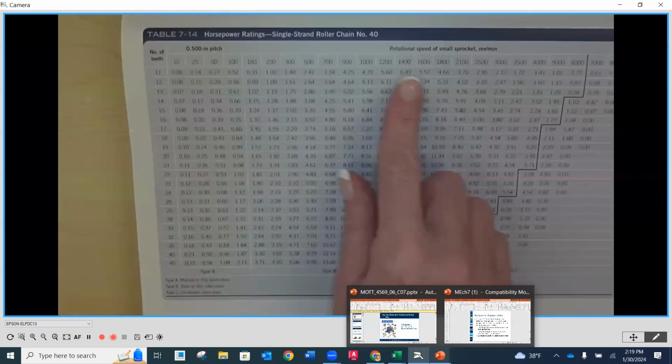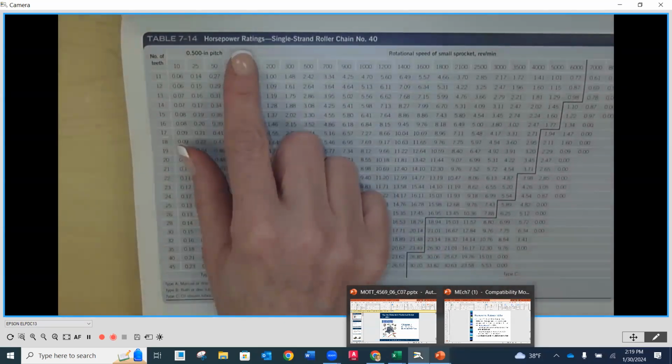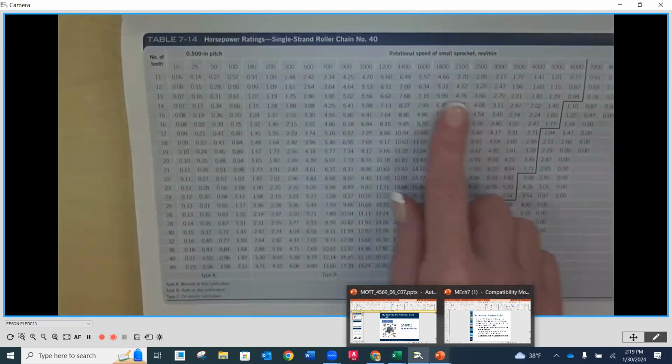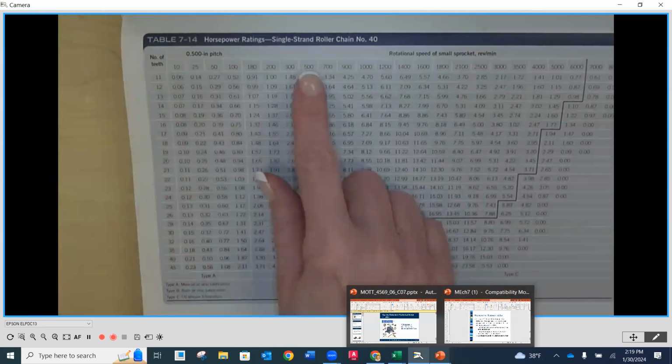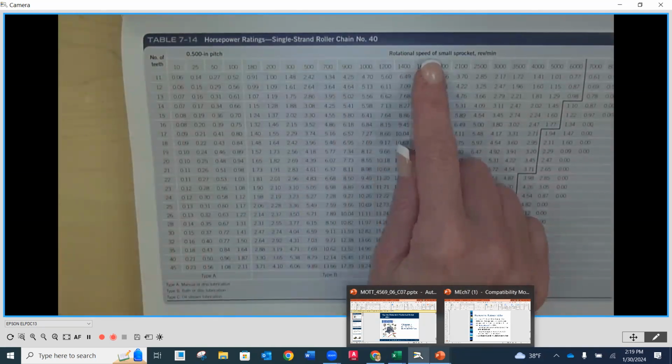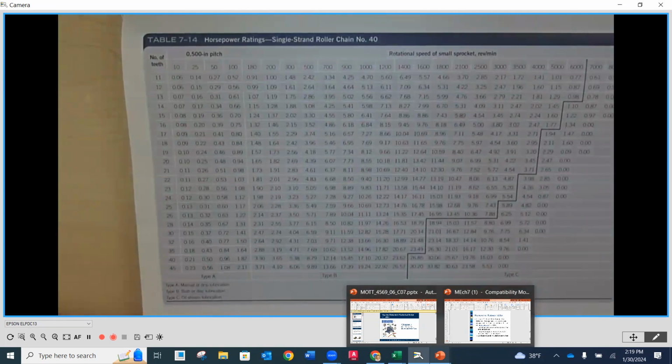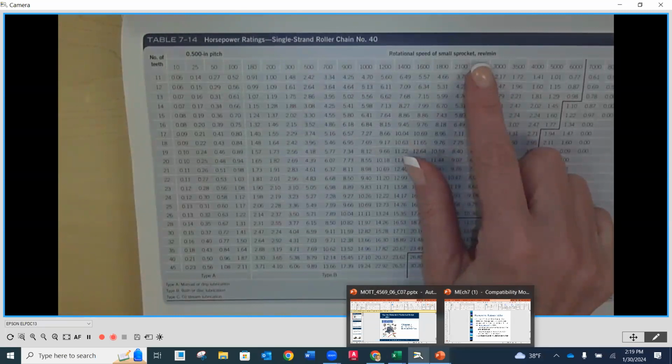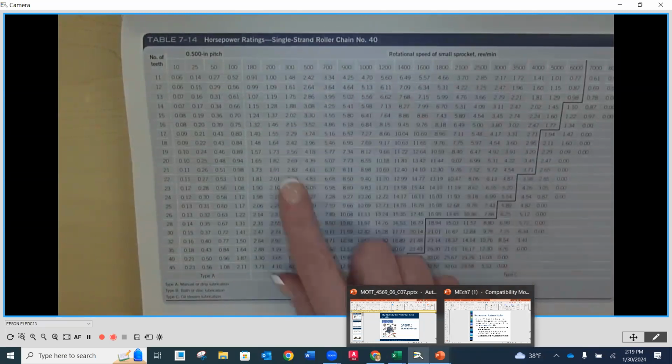Now in the chart here, as it says on top, these are the horsepower ratings. These are all the numbers on the inside. We are going to use the column that corresponds to the rotational speed of our smaller sprocket, or our faster rotating sprocket, in revolutions per minute. And we're going to find where our horsepower is.